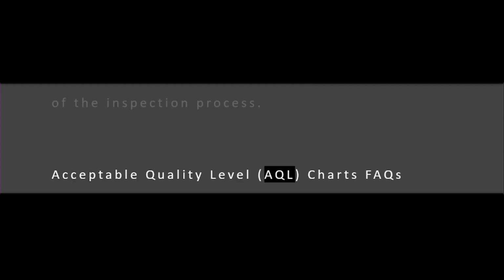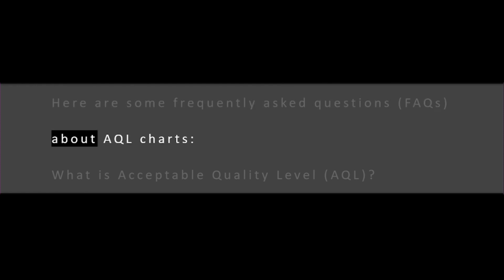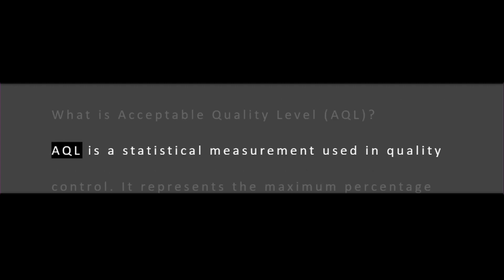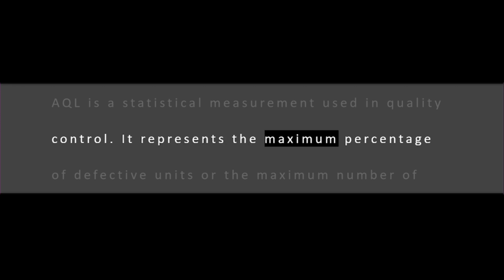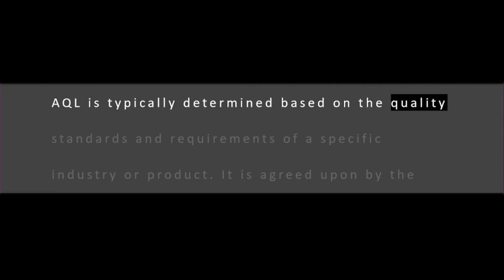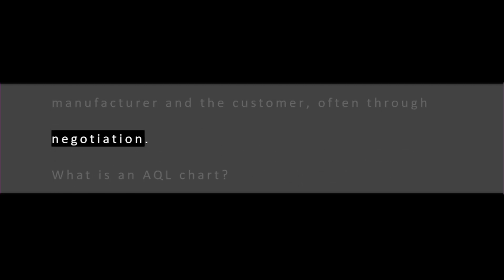Acceptable quality level, AQL, charts FAQs. Here are some frequently asked questions, FAQs, about AQL charts. What is acceptable quality level, AQL? AQL is a statistical measurement used in quality control. It represents the maximum percentage of defective units or the maximum number of defects that are considered acceptable in a particular sample from a batch of products. How is AQL determined? AQL is typically determined based on the quality standards and requirements of a specific industry or product. It is agreed upon by the manufacturer and the customer, often through negotiation.